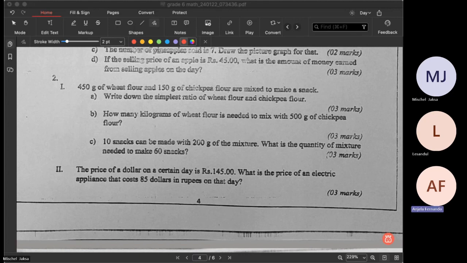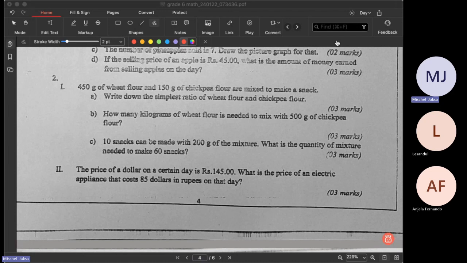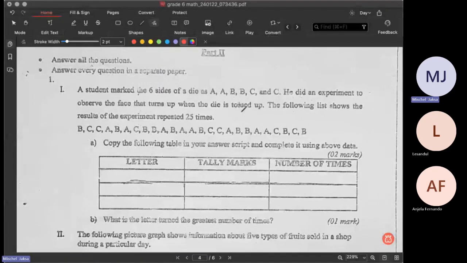Miss, I finished the second question also. Okay, well done. We'll wait for Nesandul. Nesandul, let us know once you finish. Okay, seems like both of you have finished. Let's discuss then. Question number 1, part 2.